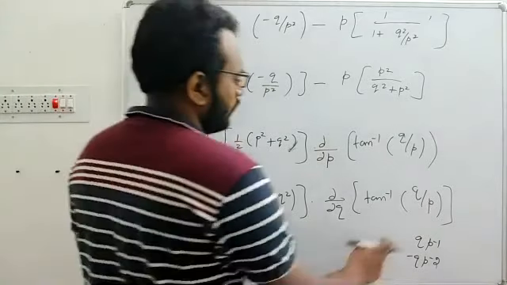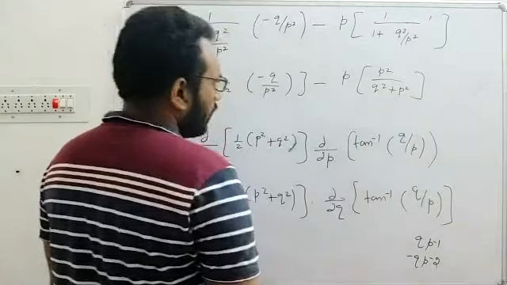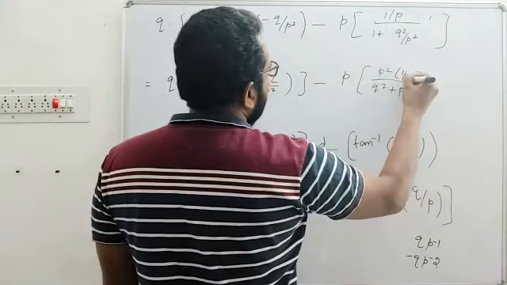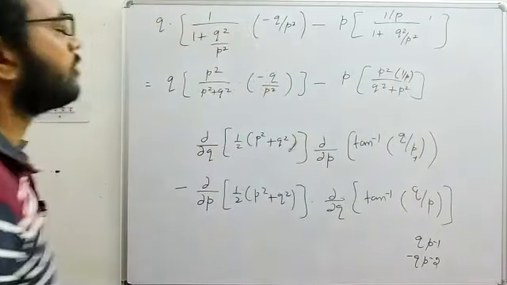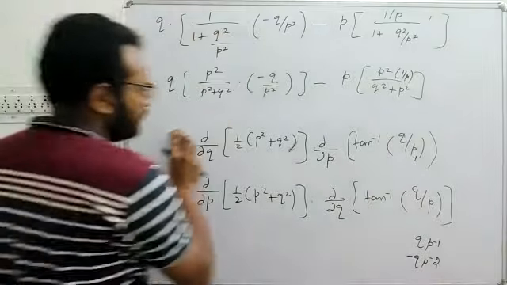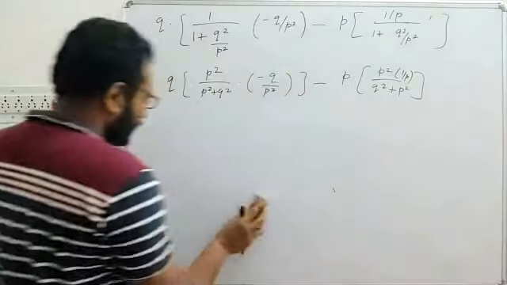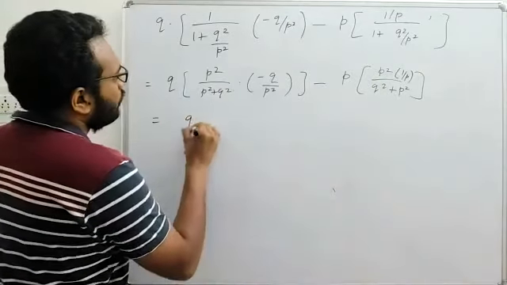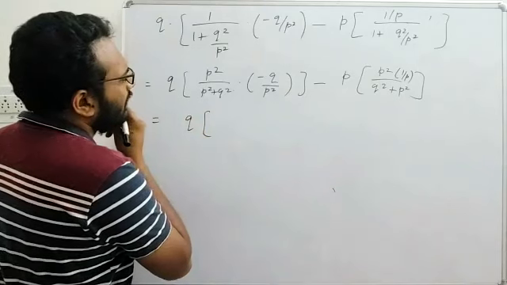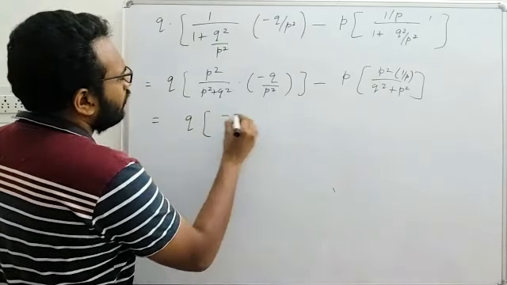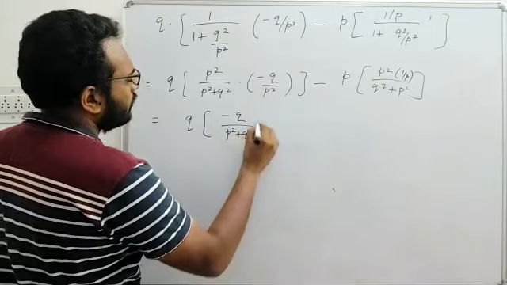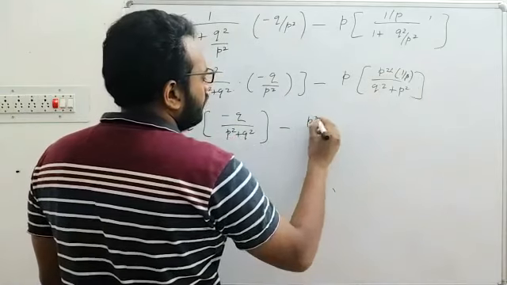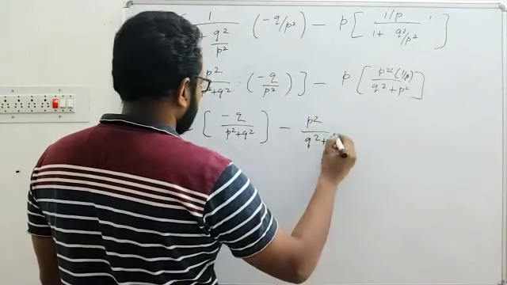Oh, there's a 1 by P here. Okay, there is a 1 by P there, because there's also a P here. So this is 1 by P. All right. So you have to be careful when you take the derivative. And this becomes Q multiplied by minus Q by P square plus Q square. Okay, minus P square by Q square plus P square.